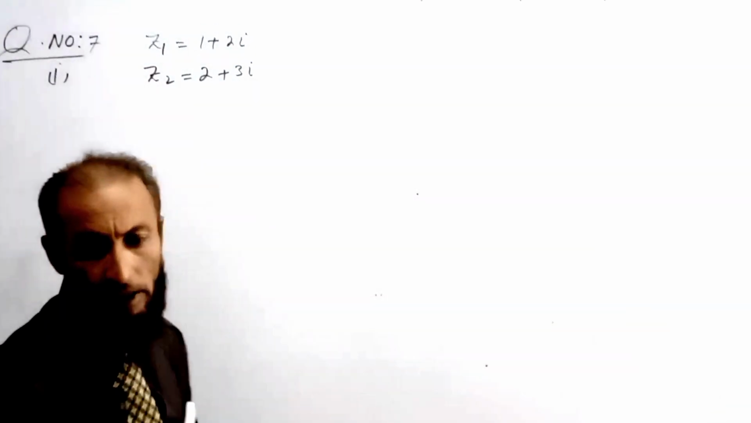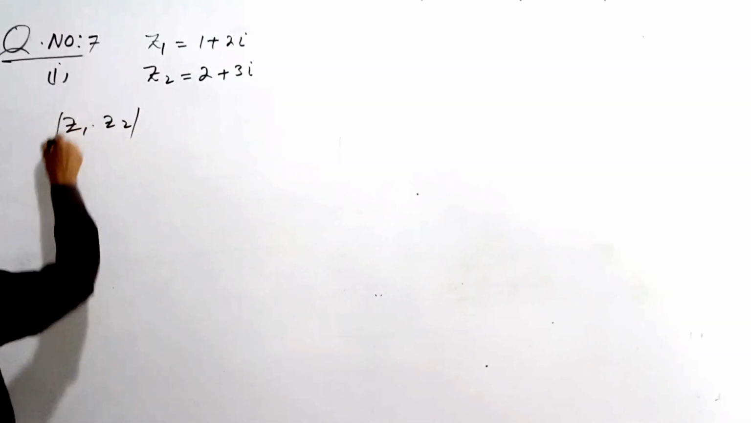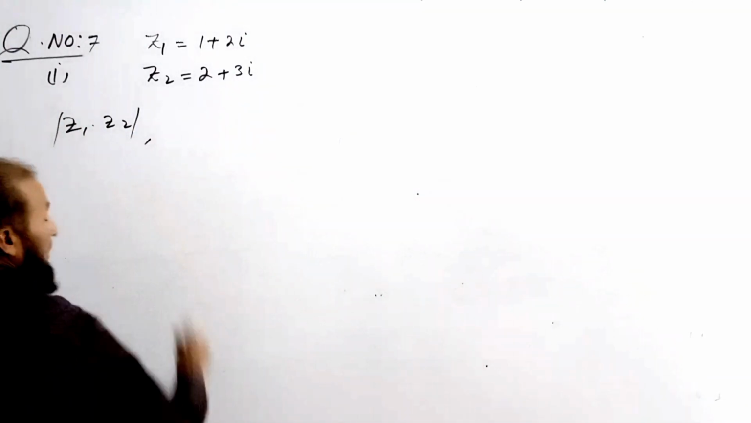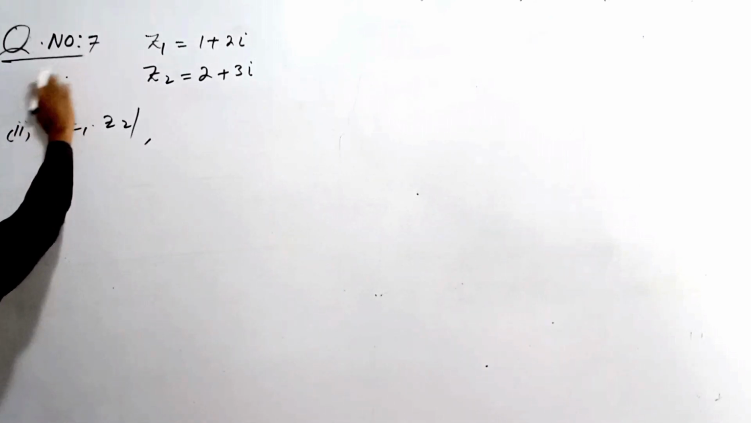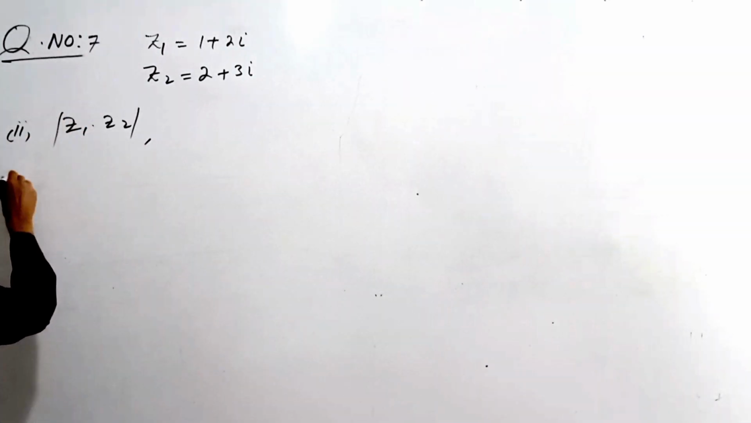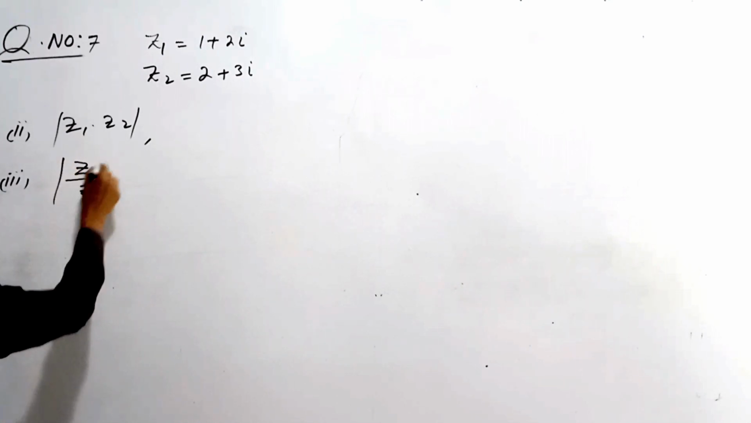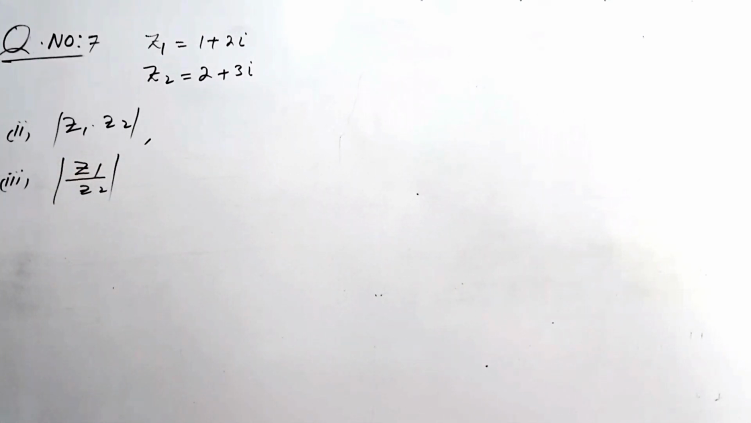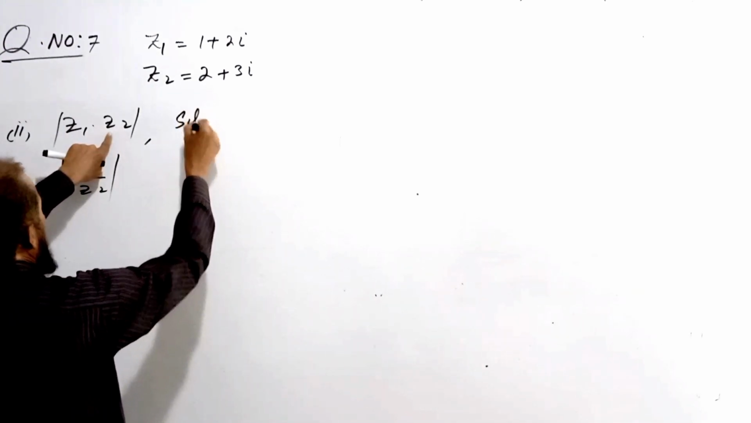So what is the result? |Z1 dot Z2| is absolute, and thus 2. And part third, we can write |Z1 divided by Z2|, modulus Z1. We find the solution of this one.